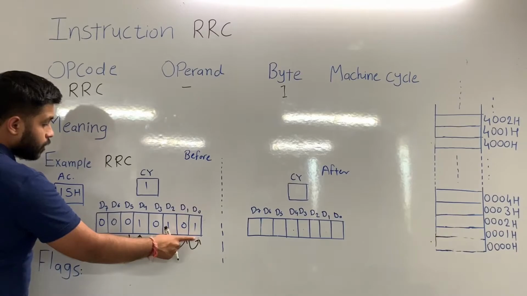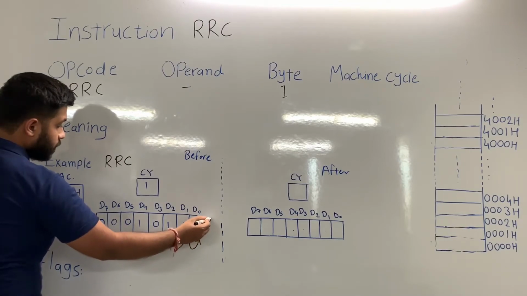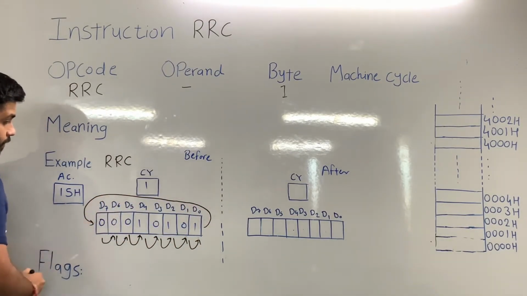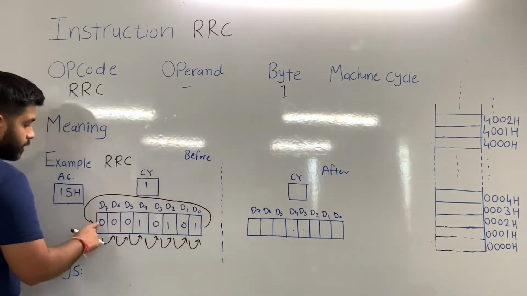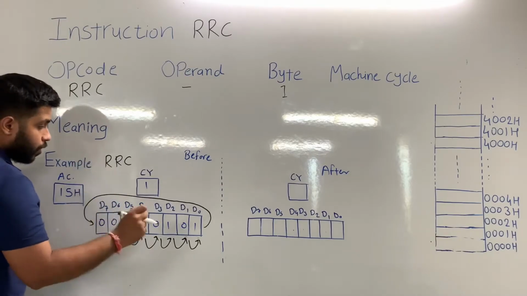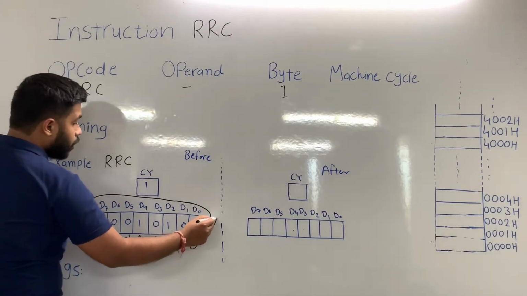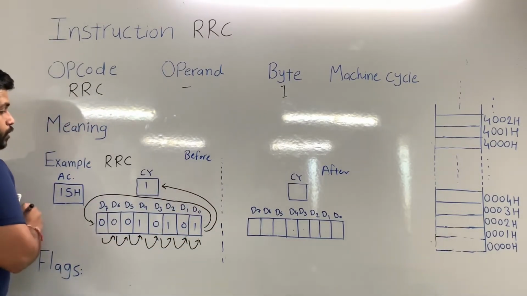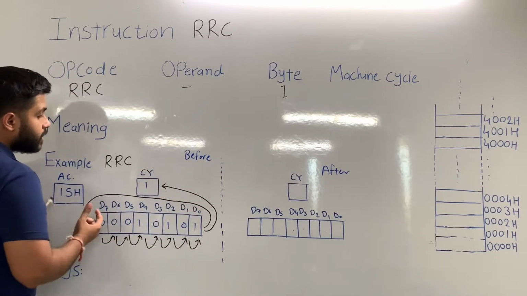What will happen to the value which is present at D0? Whatever value is present at D0 will be shifted to D7. D0 will be shifted to D7. But one more thing will happen to D0, that is D0 will also be shifted to the carry flag. So what will be the value of accumulator and the carry flag after the execution?